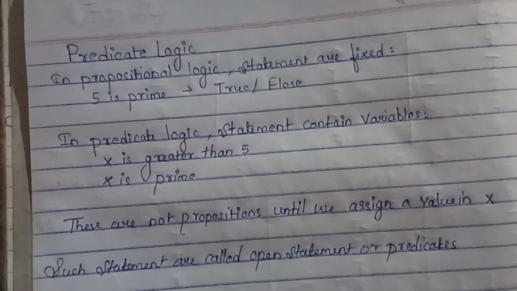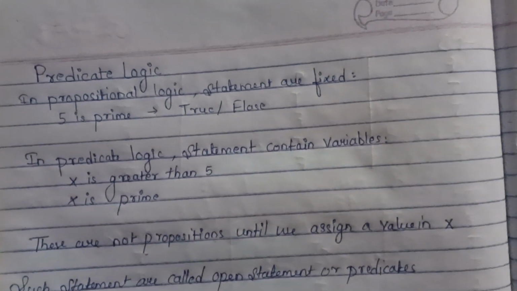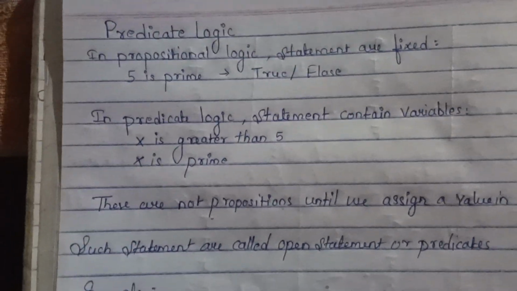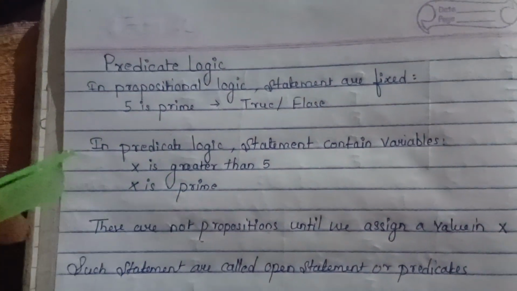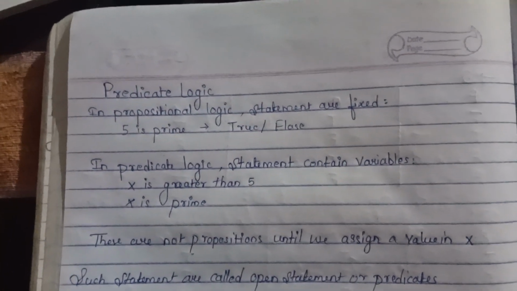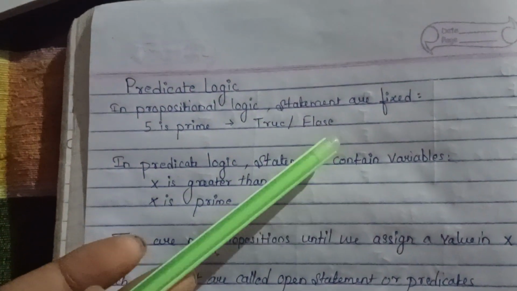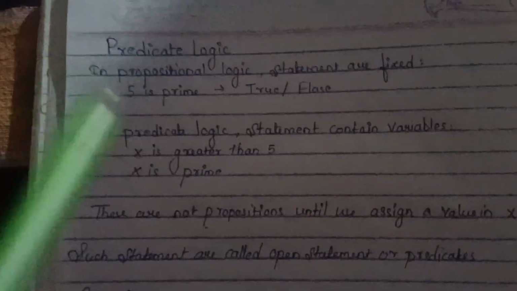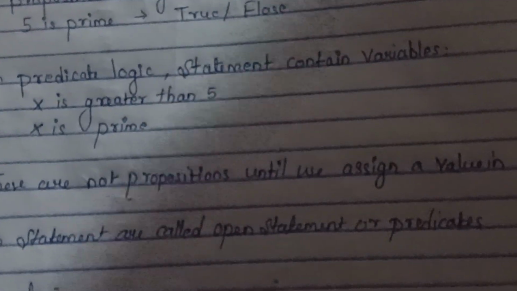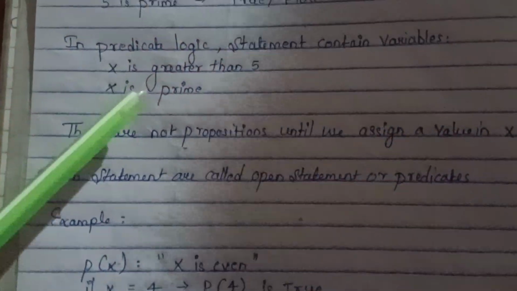Predicate logic. In propositional logic, statements are always fixed. For example, if 5 is a prime number, there are only two options: either it will be true or it will be false. But in predicate logic, the statement contains variables: x is greater than 5, x is a prime number.